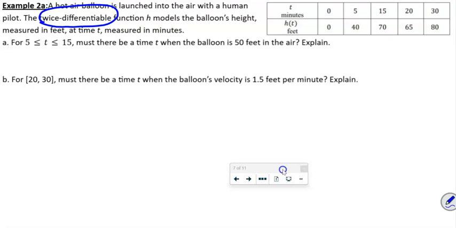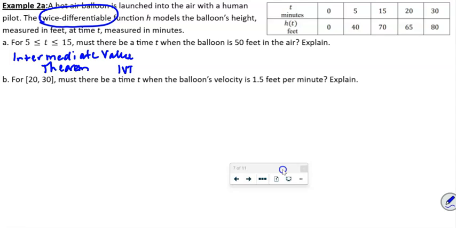And then it says function h models the balloon's height measured in feet at time t measured in minutes. Okay, so we're going to talk about how we do this. So first of all, we're going to use the Intermediate Value Theorem for this, okay? And from now on, we're going to abbreviate this IVT, okay?